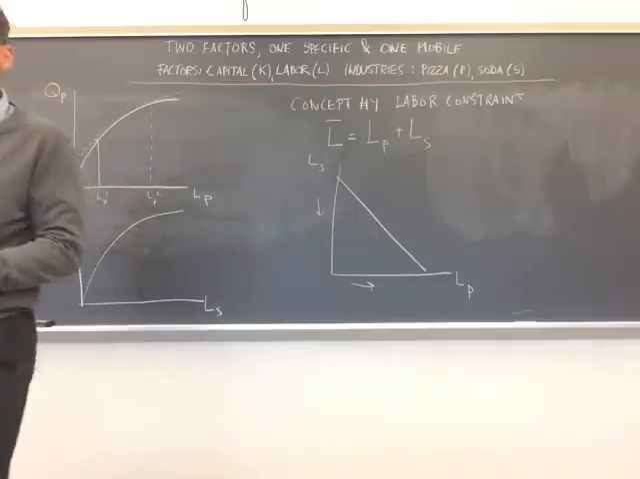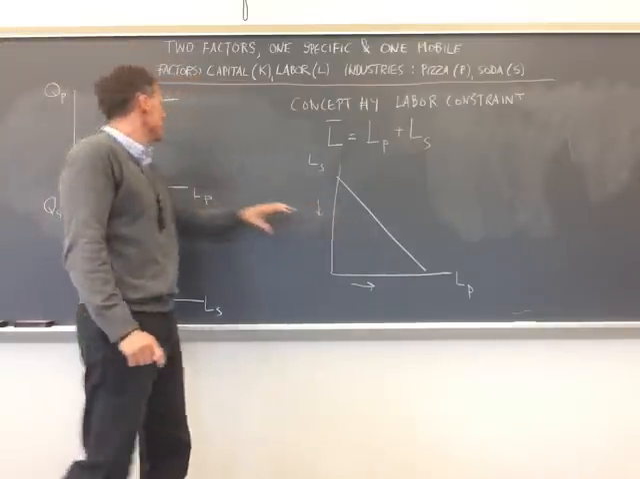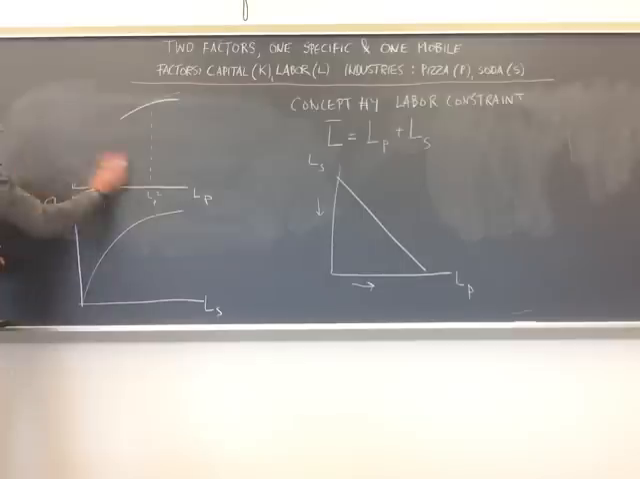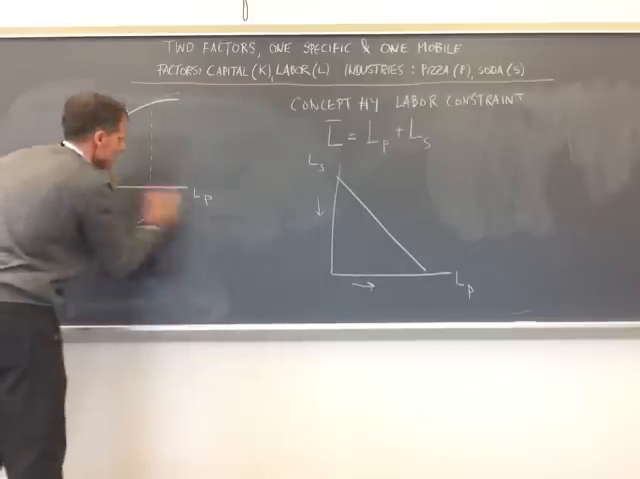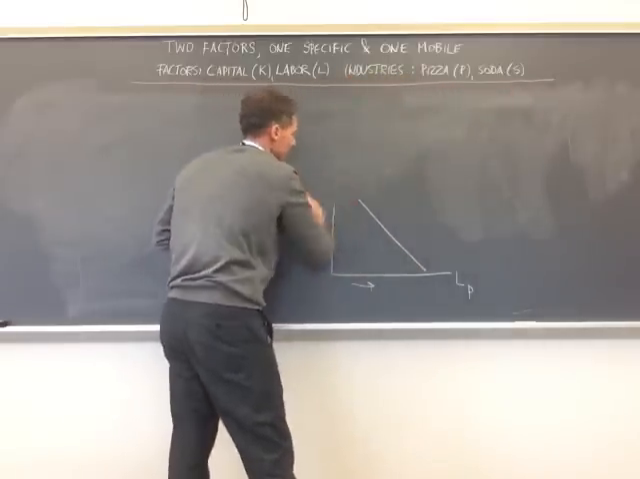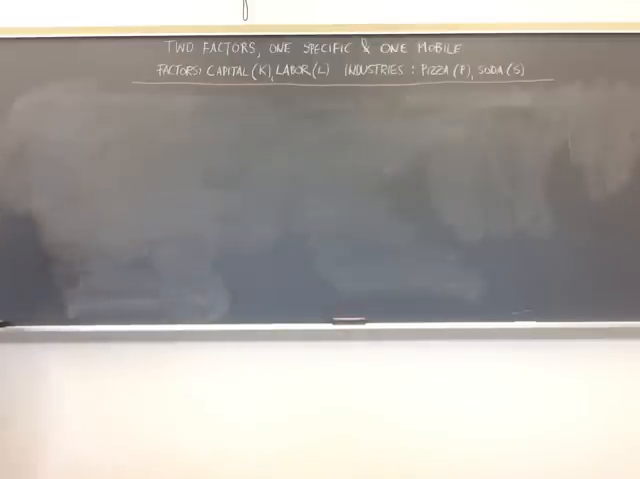All right, so now we have a labor constraint, we have a production function for the pizza industry, and we have a production function for the soda industry. And what I want to do is just put all those three things together. So you understood those three diagrams. Now I'm just going to be flipping them over and rotating them a little bit.